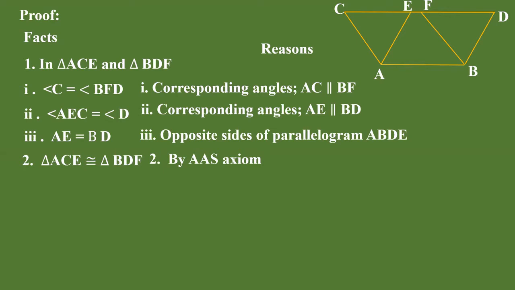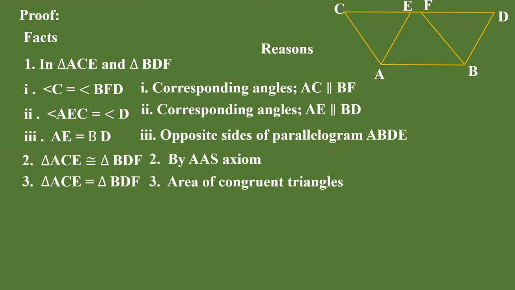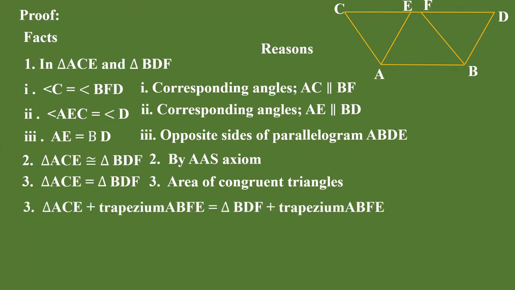Now, once the triangles are congruent, what will happen? Your areas will be equal. We can say triangle ACE is equal to triangle BDF, right? We know the areas of congruent triangles are equal. Now, in both equal areas, if we add something equal, then the result will also be equal. So we can add to both triangles the trapezium ABFE. In both sides, we can add this trapezium. And the reason we can write is adding trapezium ABFE on both sides, isn't it?